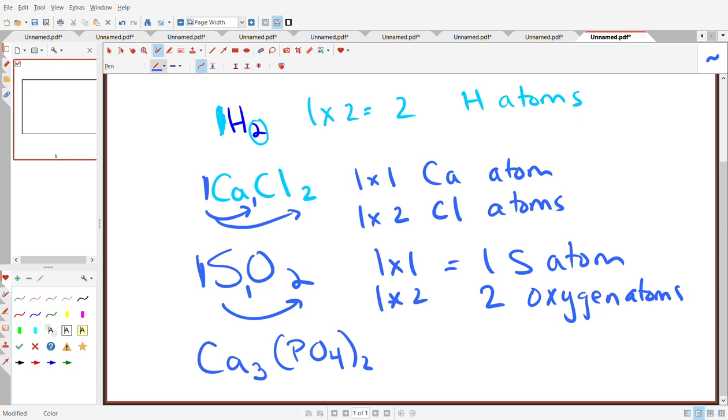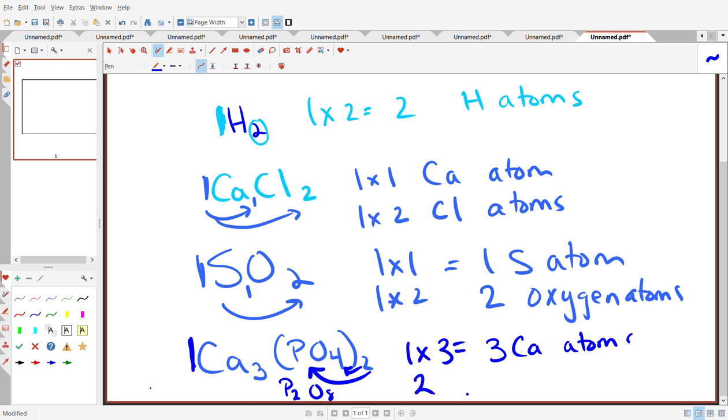I'm going to again put the coefficient in front. So I have 1 times 3, or 3 Ca atoms. And I'm going to distribute here and distribute here like it's in math. So I actually have 2 P's and 8 oxygens, but then I have to remember that 1 in front, but 1 times the number won't change it. So I have 2 phosphorus atoms and 8 oxygen atoms.